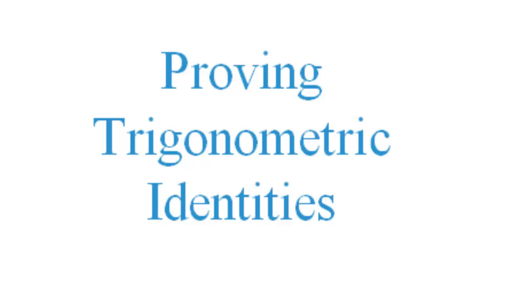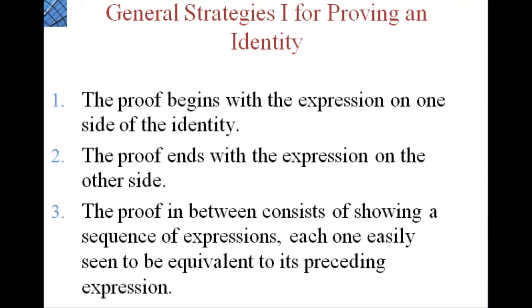In this video, we will be proving trigonometric identities. Here are some general strategies for proving an identity. The first thing you want to do is begin with the expression on one side of the identity, and then the proof will end with the expression on the other side. And the proof in between will be a step-by-step sequence going from point A to point B.